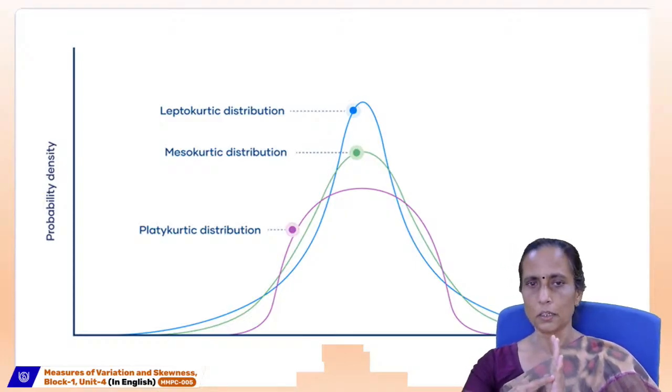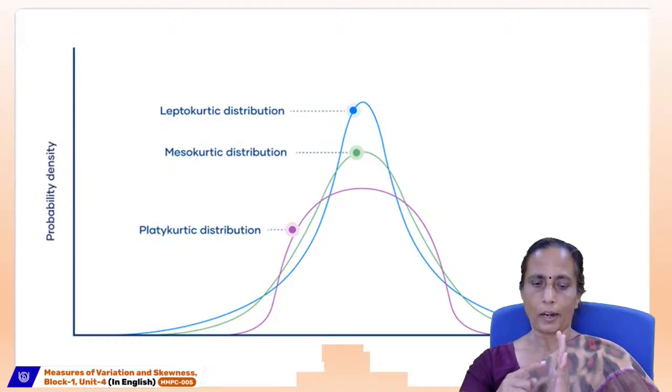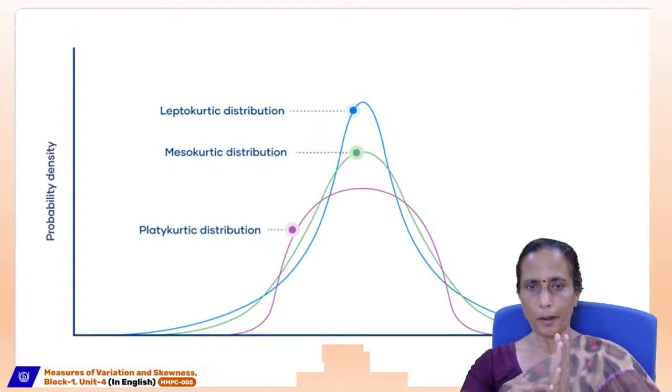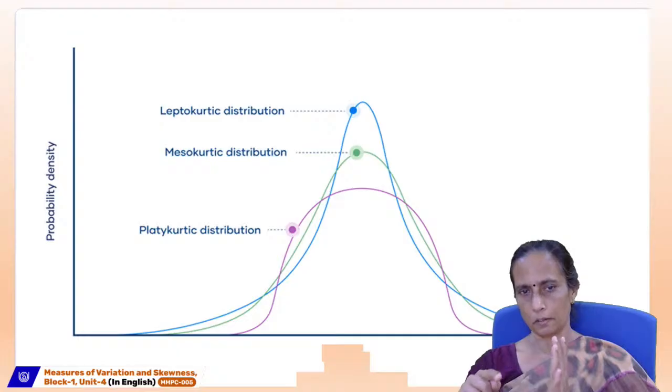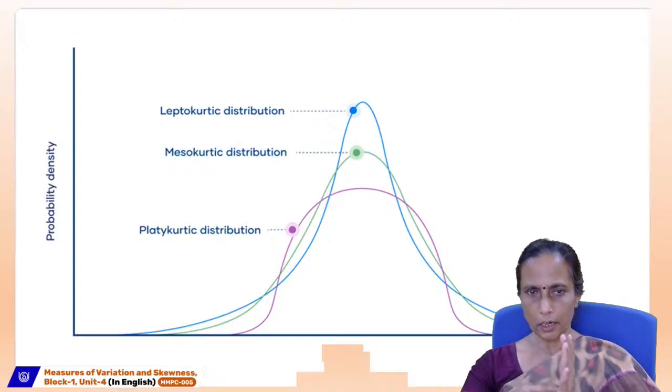The absolute measures, one is your range, and while defining the range, we said range is defined as the maximum value in your observations minus the minimum value in your data set. The difference between the two is described as the range, and for calculating the range, we have taken into consideration two formulas.